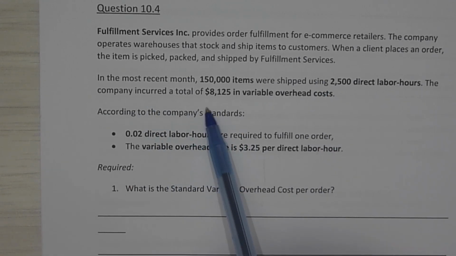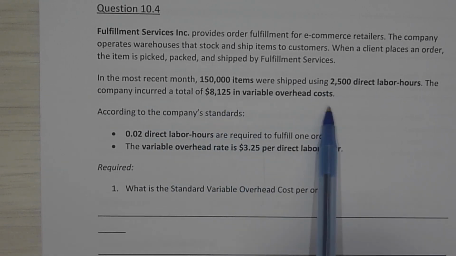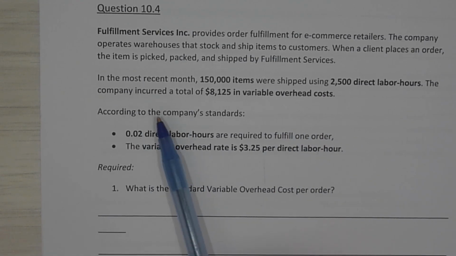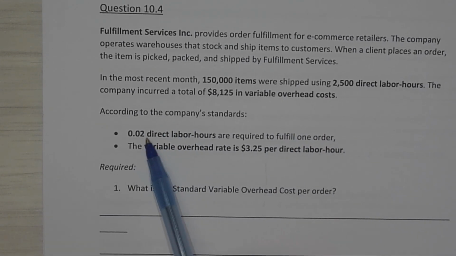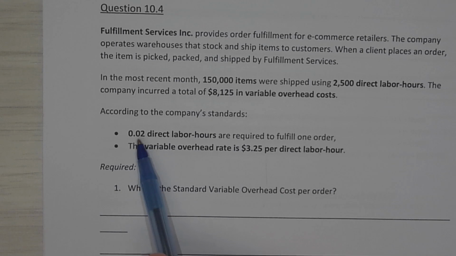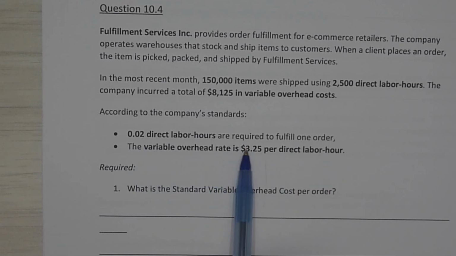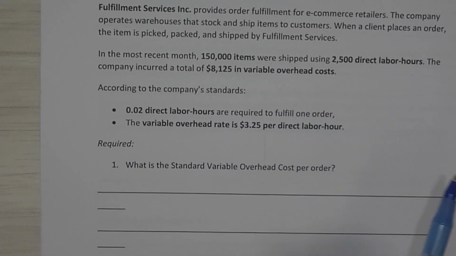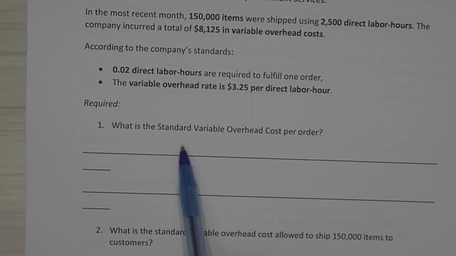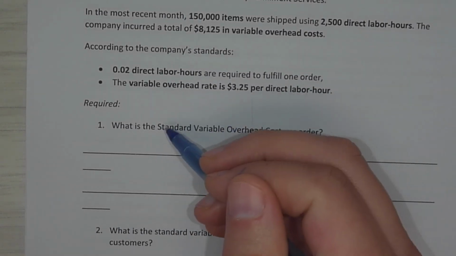The company incurred $8,125 in variable overhead costs. According to the company's standards, each item should take 0.02 direct labor hours to fulfill one order. The variable overhead rate is $3.25 per direct labor hour. So what is the standard variable overhead cost per order?